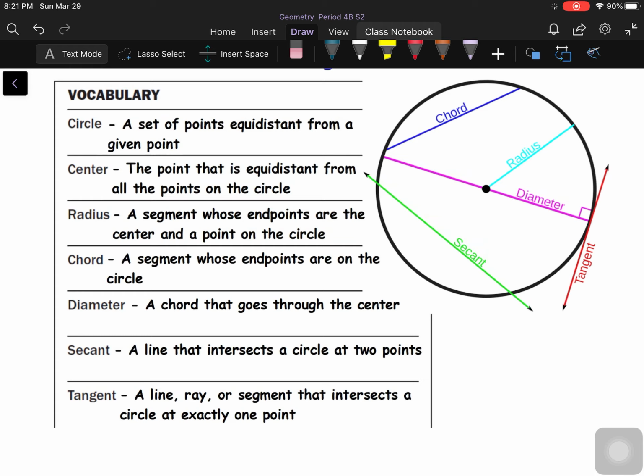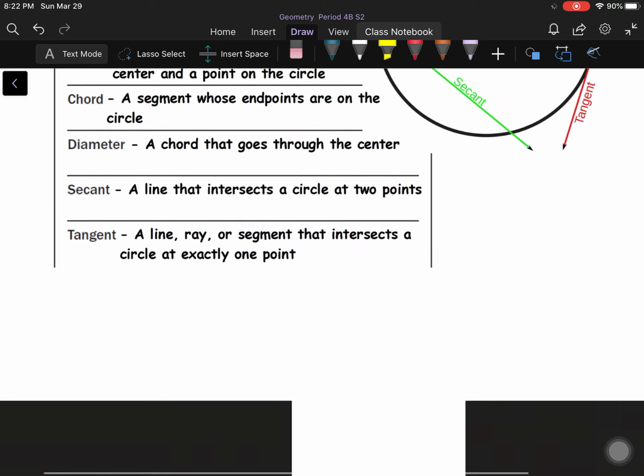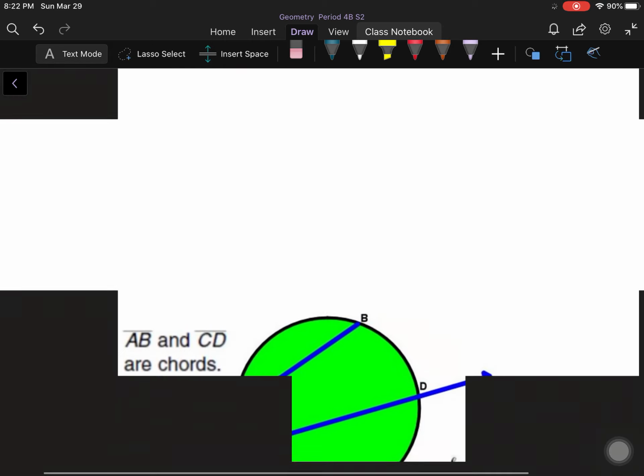So we have them all labeled on the circle there. You got your chord in blue, your radius in light blue. The diameter is pink. The secant line is green. And then the tangent line is red there. So those are just things on your test when we take that. You're just going to have to be able to identify that the blue thing is a chord. So you have to say that it's a chord and so forth. Or I think we have them labeled with letters, so you guys will just write down the points on it when you do that.